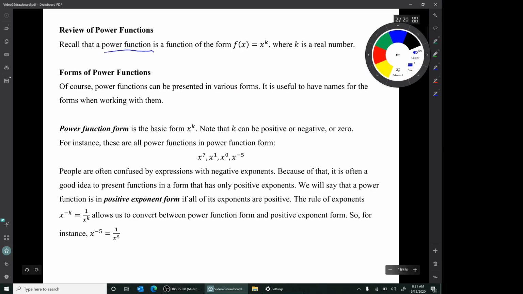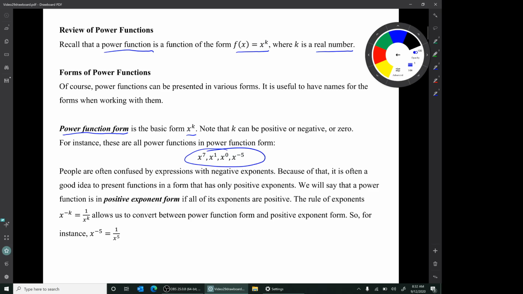Recall that a power function is a function of the form f of x equals x to the k, where k is a real number. Now, power functions can be presented in various forms, and it's useful to have names for the forms when you're working with them. The power function form is this basic form. So k can be a positive or negative number or 0. So, for example, all of these things are power functions in power function form: x to the 7th, x to the 1, x to the 0, x to the minus 5.